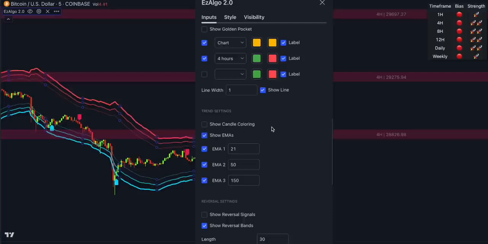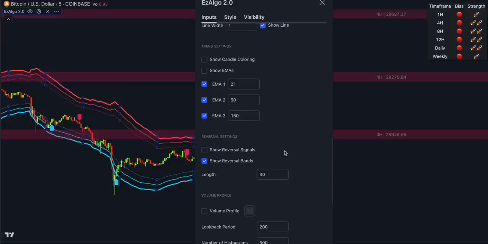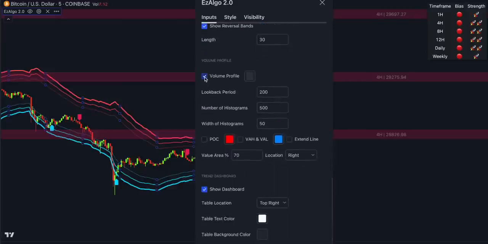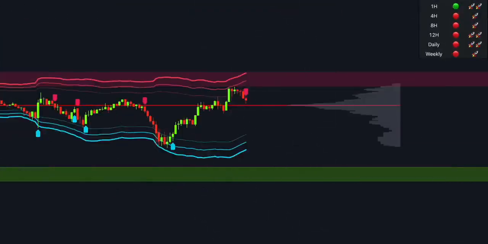If you don't like EMAs, you can enable the reversal bands and the volume profile. All these setups work very well. The winning ratio of this tool is around 70 to 80% depending on the setup. Here's one of my personal strategies with this indicator that makes consistent profits.